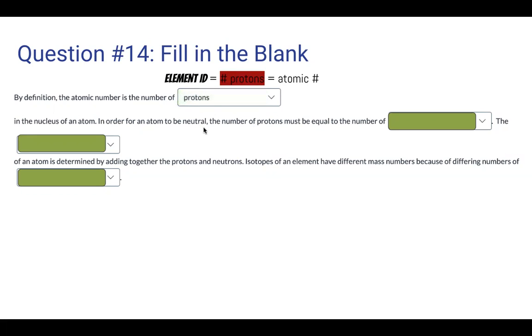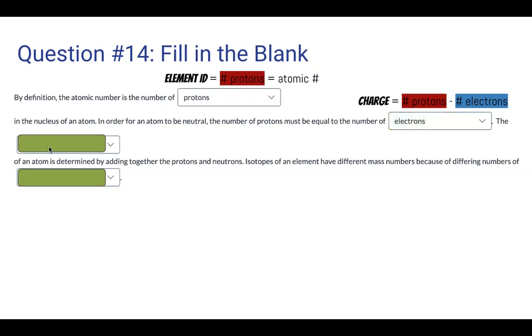In order for an atom to be neutral, the number of protons must be equal to the number of what? Well, being neutral is referring to its charge. So to have a neutral charge of 0, the number of protons and the number of electrons need to be equal to each other so that they cancel out, giving us a charge of 0. So the number of protons must be equal to the number of electrons.